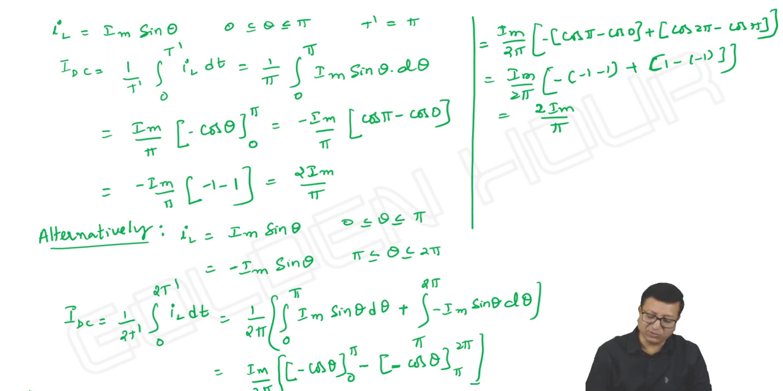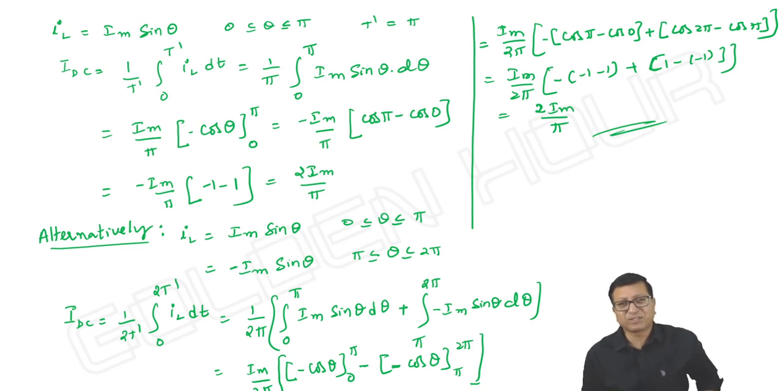So it is a bit lengthy procedure, not required, right? Why scratch your head for 2 cycles, 3 cycles, etc.? Just to make you aware of the point, minus Im sin theta, I have done these calculations. If this negative sign is not taken, you will get your answer as 0. That is what you can observe, right? That's it. So we calculated the DC component, IDC.